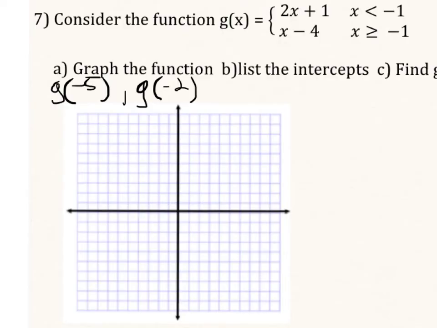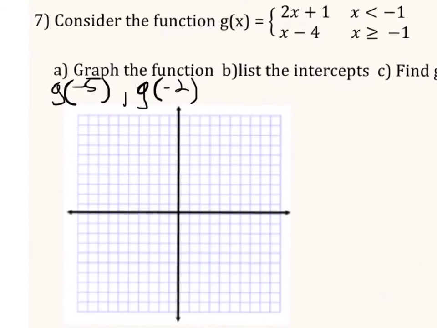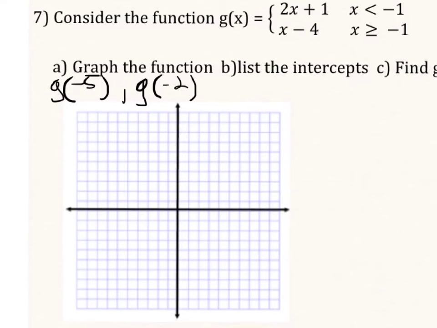Okay, so we're going to work on this one here. We've got two functions, a and b. We're going to graph the function, list the intercepts, find g of negative 5 and g of negative 2. So first let's graph it. We got 2x plus 1. I'm going to use every other grid line to draw this. Function a, I'll call that, and function b.